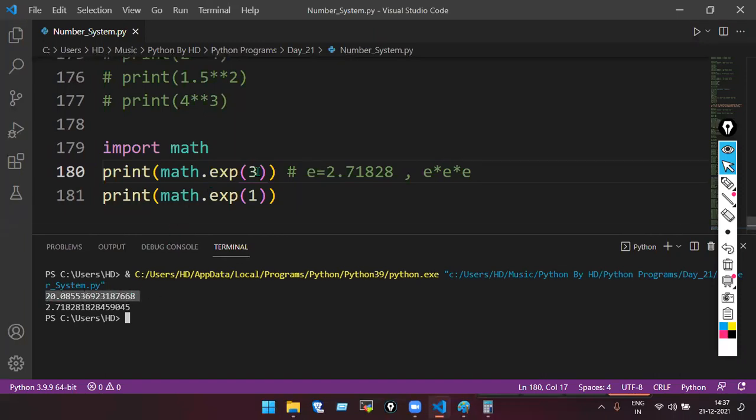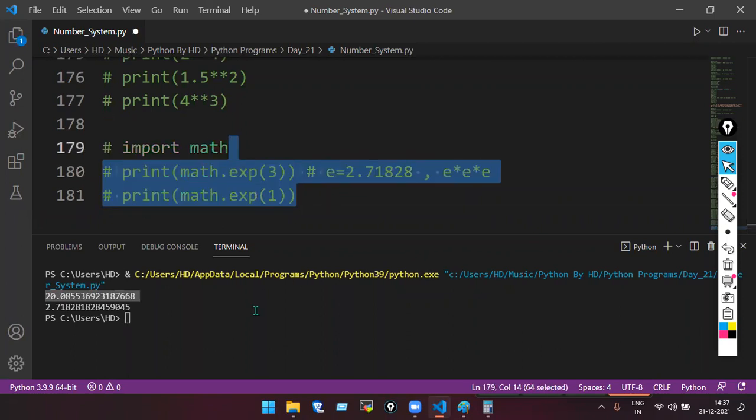So when I say EXP of 3 means what? You have to multiply E into E into E. And what is the value of E, if you don't know? EXP of 1 means what? You'll get the value. How much is it? 2.71828. So this is a basic math module we are going to start in tomorrow's class.